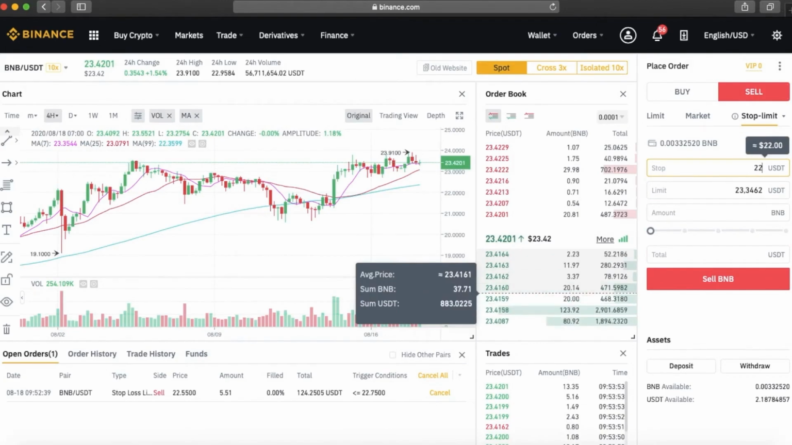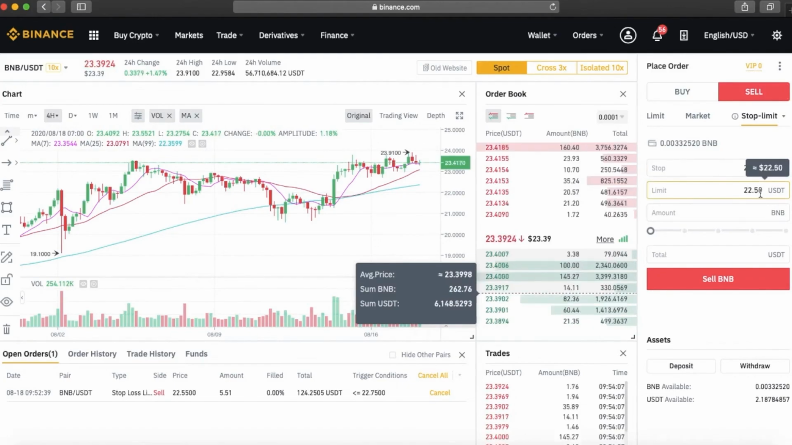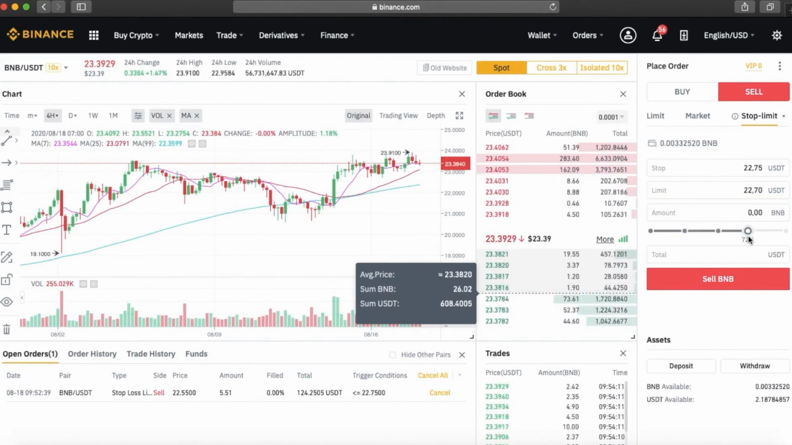For that reason, you have to leave it a bit open. For example, if you would set it at 22.75, you should set it at 22.50. If you set it at 22.70, your order won't work. It most likely won't work during a very large dump. You would incur losses, so I recommend using stop loss, because volatility in cryptocurrency exchanges fluctuates a lot.